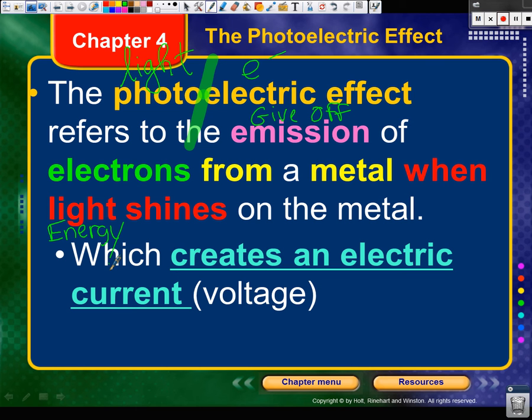Now, an electric current is nothing more, and please write this at the bottom, nothing more than a flow of electrons. So if you take enough energy from that light and you slam it into a metal, I mean, it runs into it at the speed of light, which is how much? 300 million meters per second. If there's enough energy in that light, it can knock electrons off of an atom.